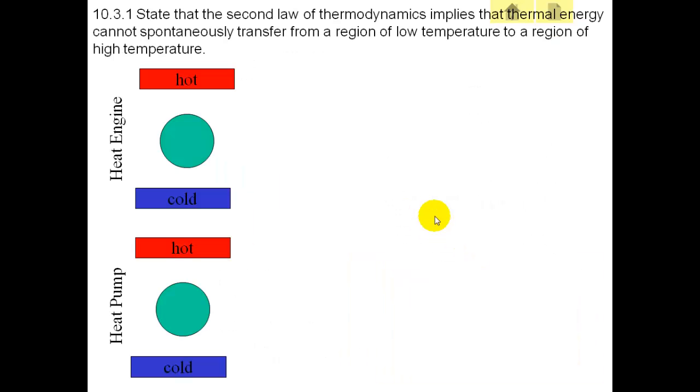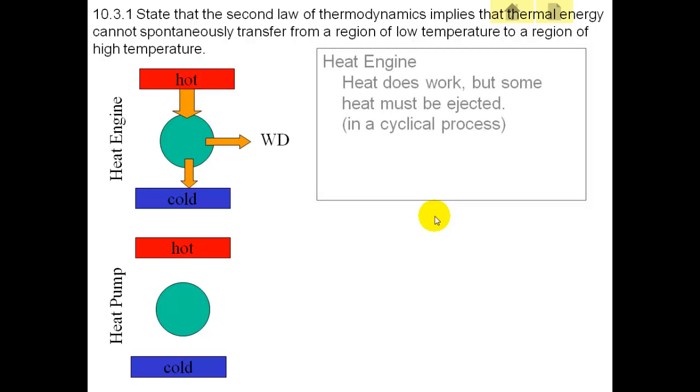And here we have this heat engine here. So this thermal energy can do the work, but some has to be thrown out. So some heat must be ejected in a cyclical process. One way of looking at it mathematically is the thermal energy from the hot reservoir is equal to the thermal energy lost to the cold reservoir plus the work done.